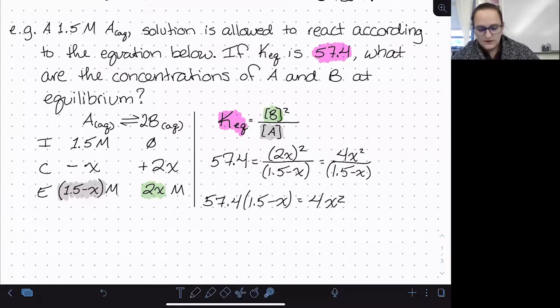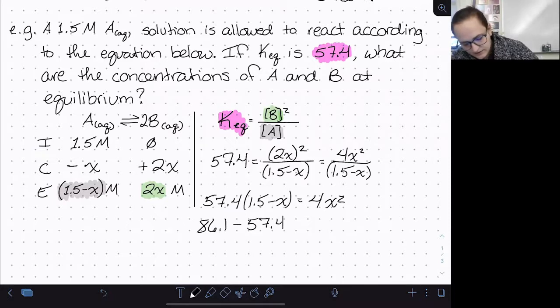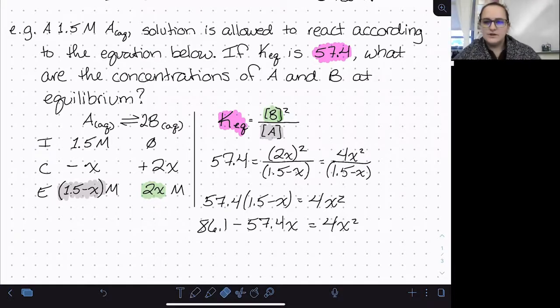So if we distribute this 57.4 to both terms inside the parentheses here, we get 86.1 minus 57.4x is equal to 4x squared. Now we just need to end up with everything on the same side. It doesn't matter which way you go about that.